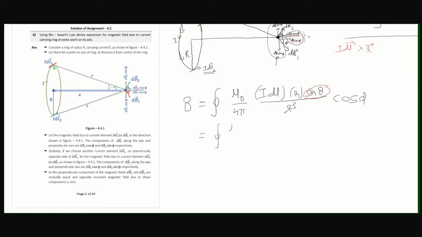And then my equation is reduced down to the closed integration of mu 0 I by 4 pi. Now I don't need to write sine theta. Sine theta is 1. Okay, so sine theta is 1 for this case, and r by r cube will give me r square in the denominator, so 1 by r square cos phi dl.